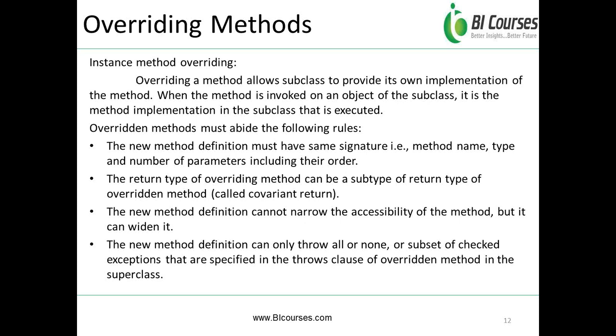Also, the return type of the overriding method can be a subtype of the return type of the overridden method. We will see how it works. The new method definition cannot narrow the accessibility of the method, but can widen it. The new method definition can only throw all, none, or a subset of the checked exceptions. So we will see how these rules work when we create these overridden methods. We'll create a class and see how it works.